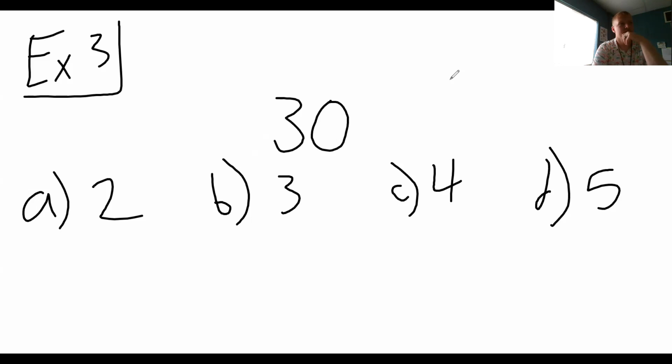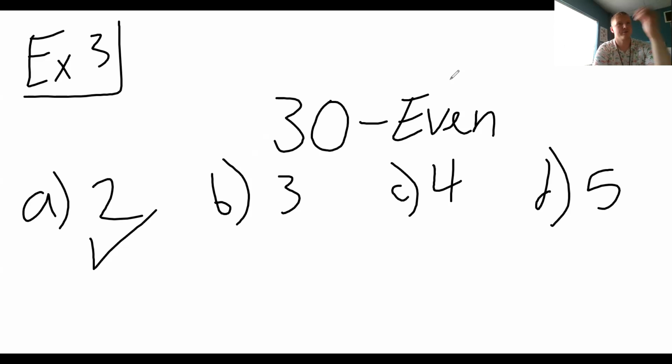Does 2 go into 30? Is 30 an even or odd number? 30 is an even number. Yep. So that means 2 would go into it. So 2, that's good. 2 times 15. So what about 3? Does 3 go into 30? Yes, 3 times 10.